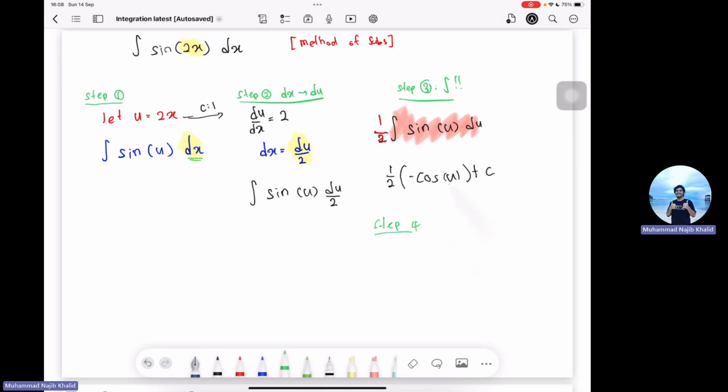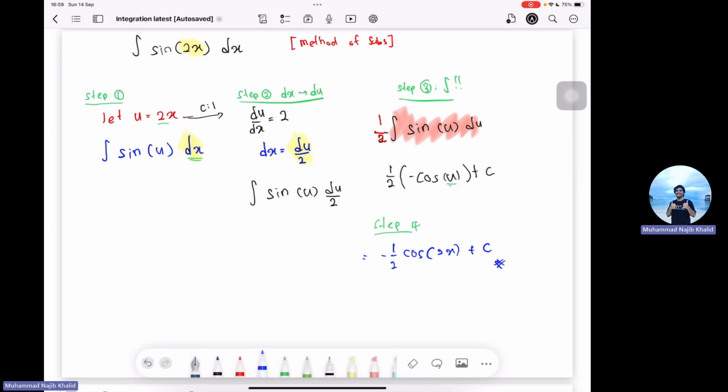And lastly, step 4 is we put back u by replacing what we let earlier with x. So the answer will be negative 1/2 cos 2x plus c. And that's how you apply the method of substitution to a trigonometry function.